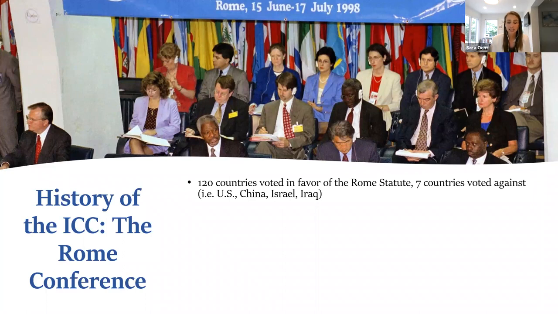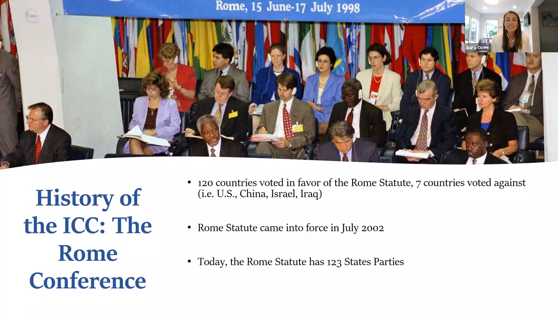Since then, many additional states have joined. And today, the Rome Statute has what's called 123 states parties. So I'll be using that term, states parties. That essentially means the countries that have signed on to the Rome Statute and the countries that are now members of the ICC. So of this, we have 33 African nations, 19 Asian Pacific nations, 18 from Eastern Europe, 28 from Latin America and the Caribbean, and 25 from Western Europe and other states.